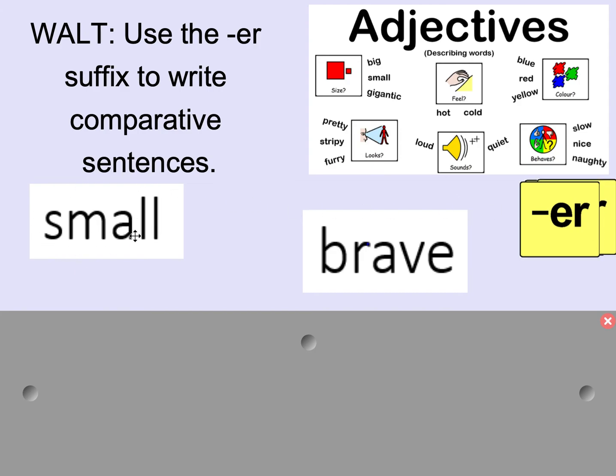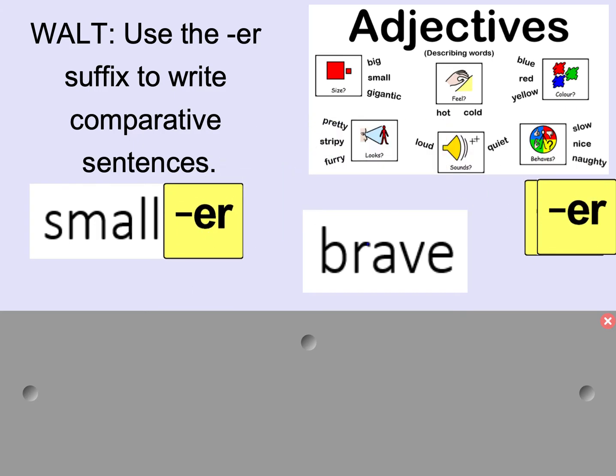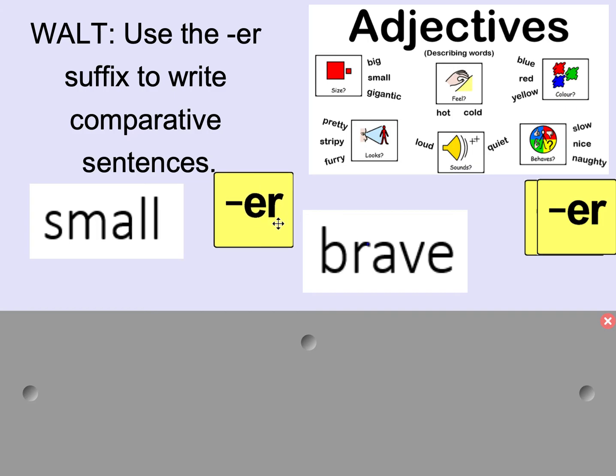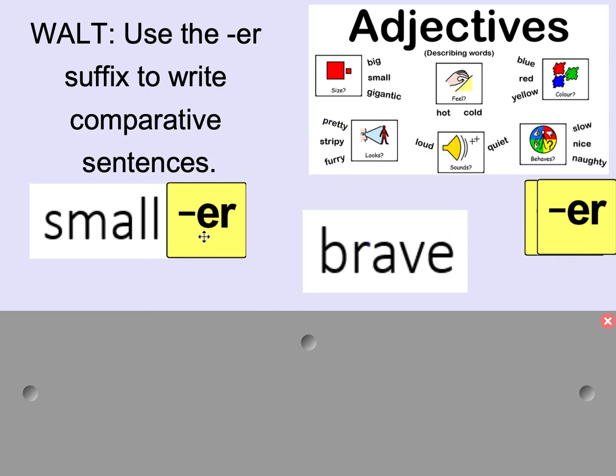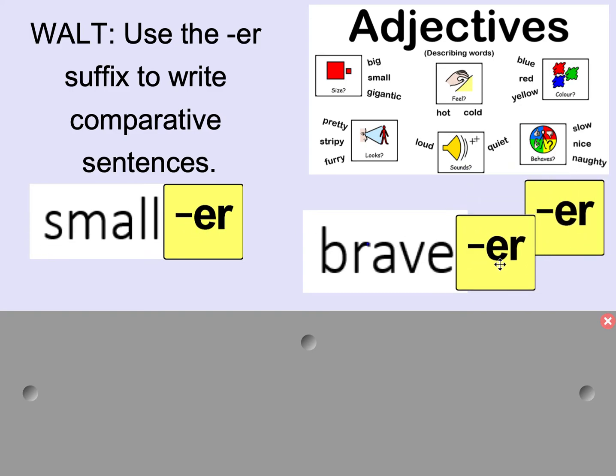We have an adjective, small. We make the comparative adjective by adding the suffix -er. It makes it longer, smaller, and it makes it even more. So when something is small, it's tiny. But when you add the suffix, it's even more. It's smaller. Brave, we add the suffix and we have braver. So someone is brave, but when they're even more, they are braver.